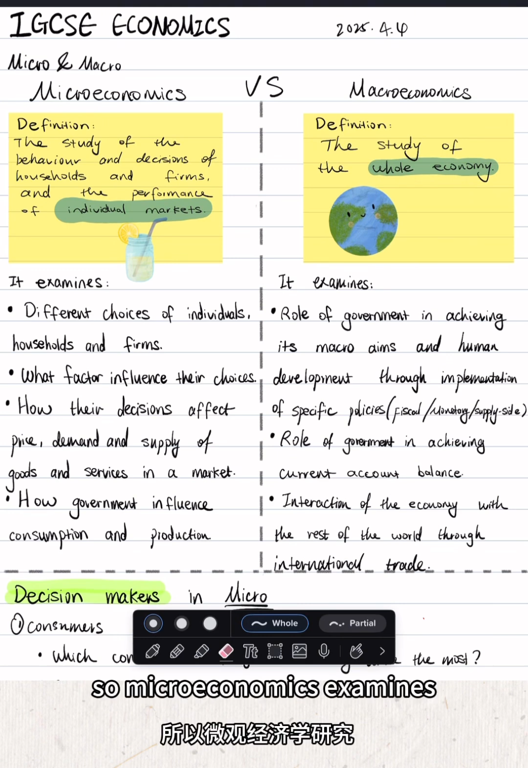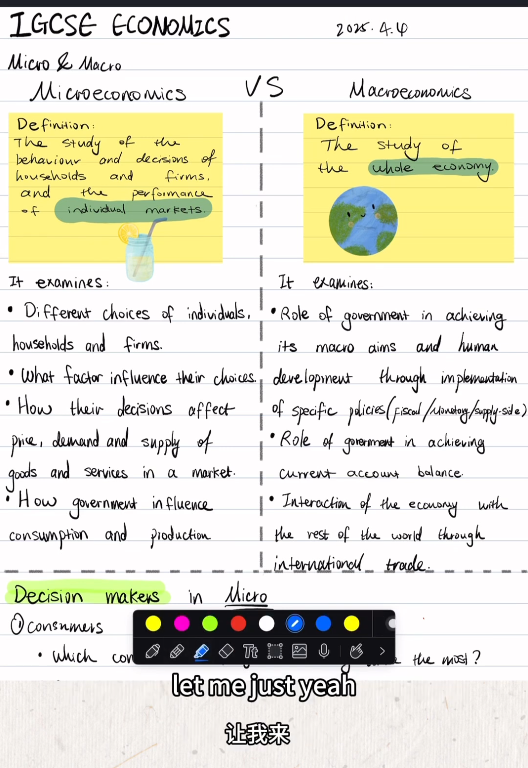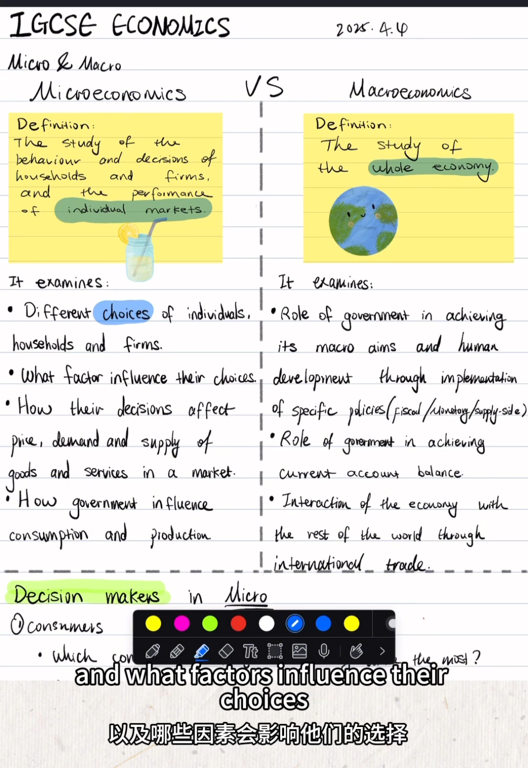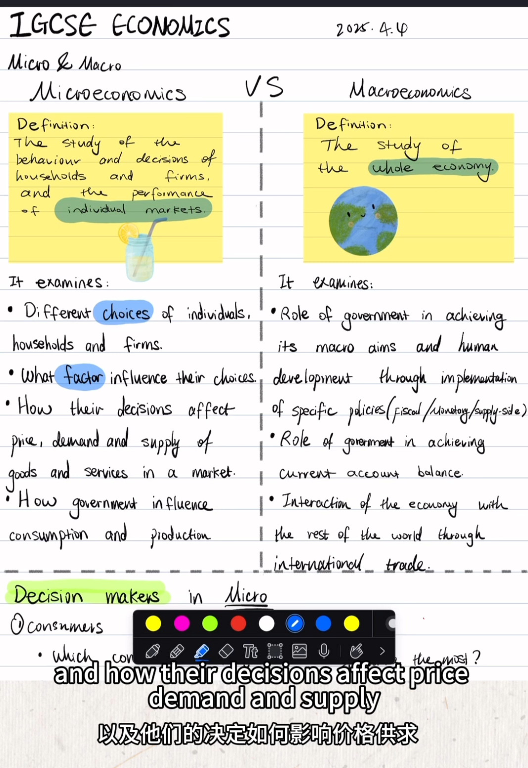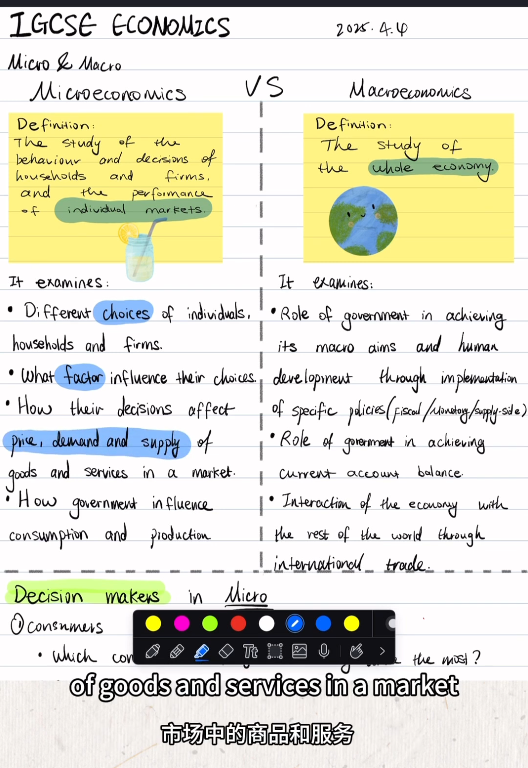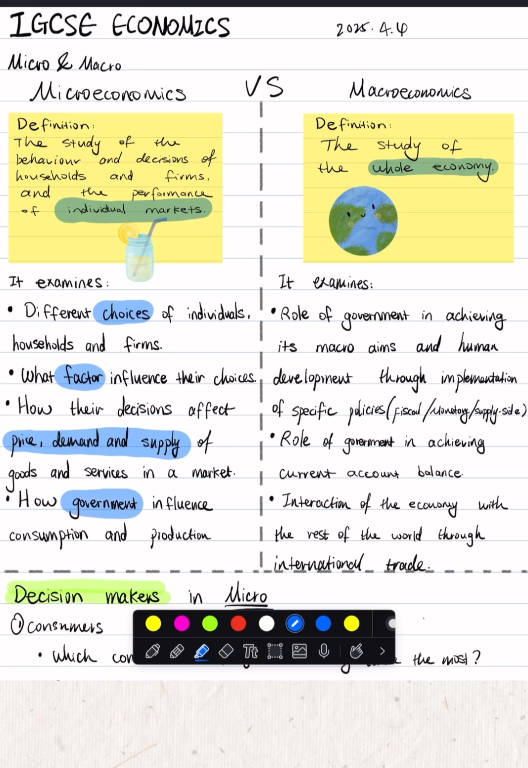So microeconomics examines the different choices of individuals and households and firms, and what factors influence their choices, and how their decisions affect price, demand, and supply of goods and services in a market. And lastly, how government influences consumption and production.